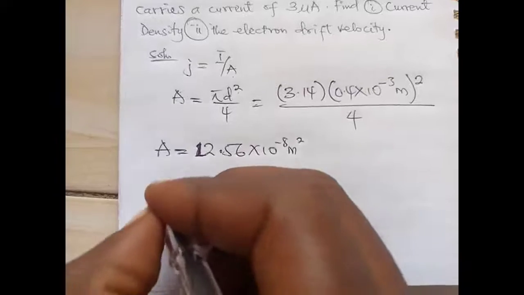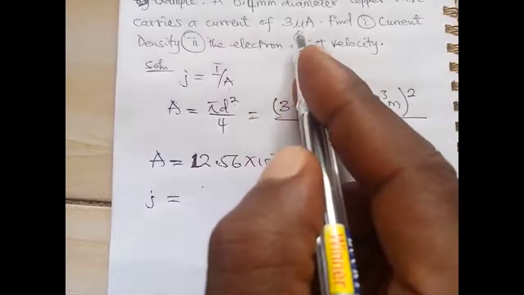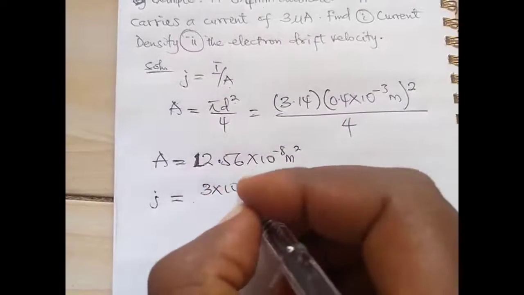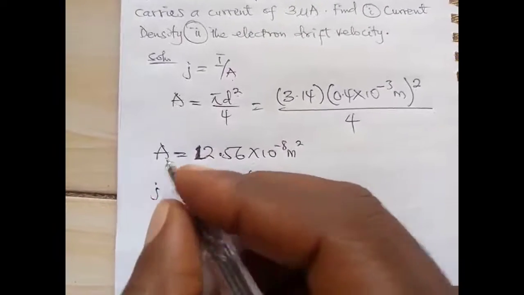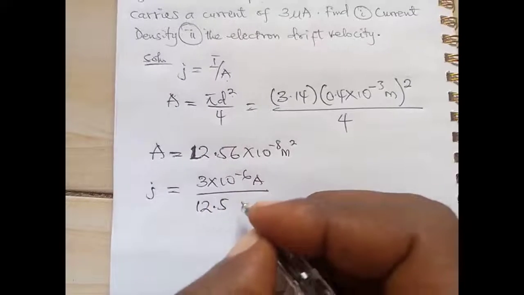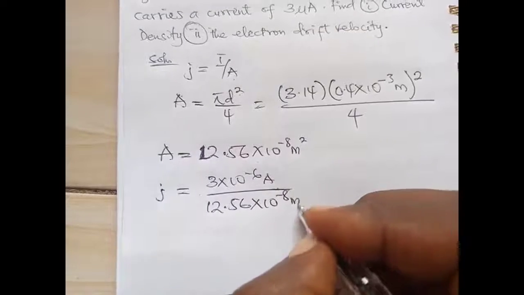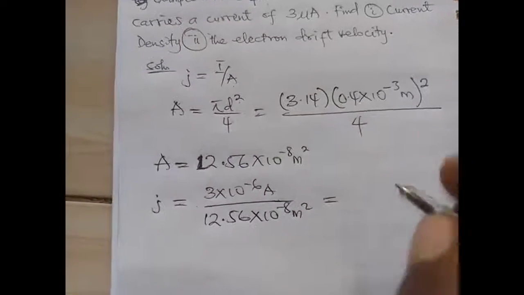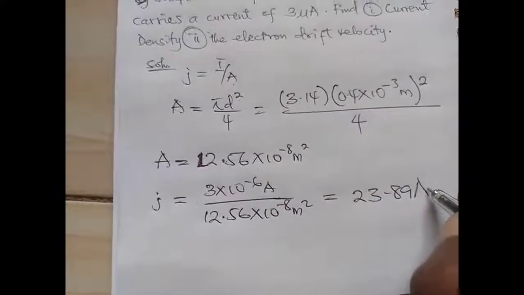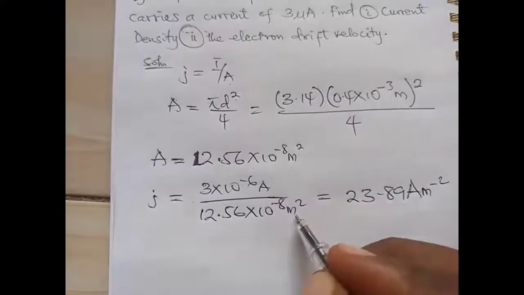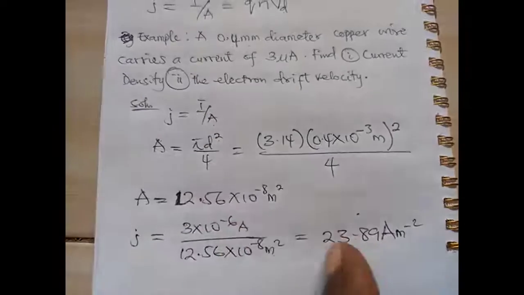Now since we've gotten area, we can now find the current density, which is I. Given to us in the question is 3 microampere, which is 3 times 10 raised to power minus 6 ampere, over area, 12.56 times 10 raised to power minus 8 meter squared. If we press the calculator, we're going to have 23.89 ampere per meter squared. So the next question is to solve for the electron drift velocity.